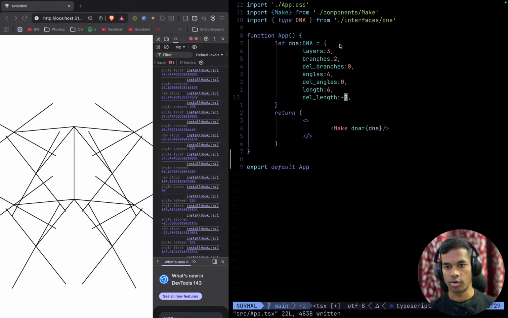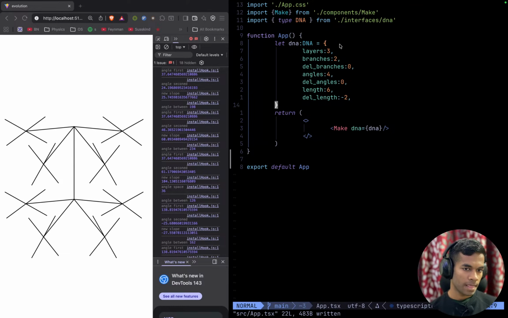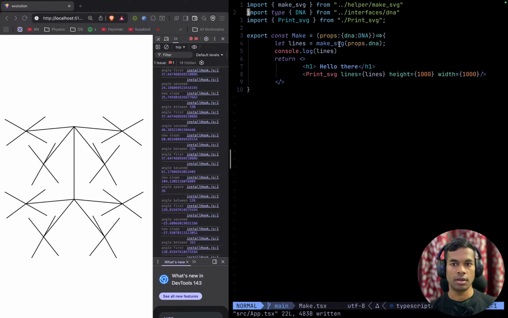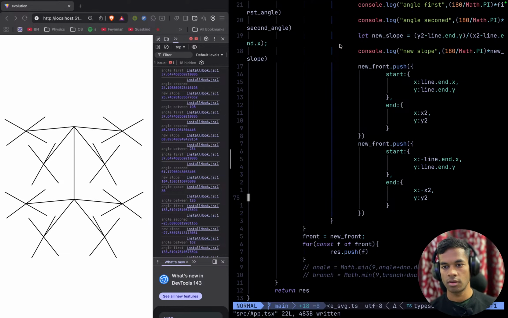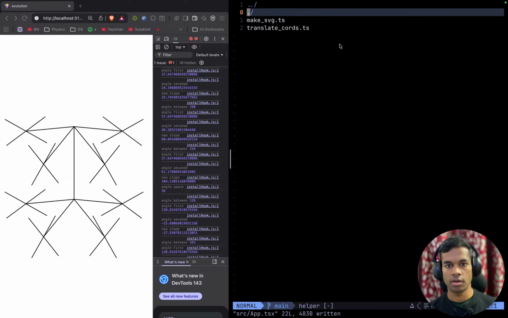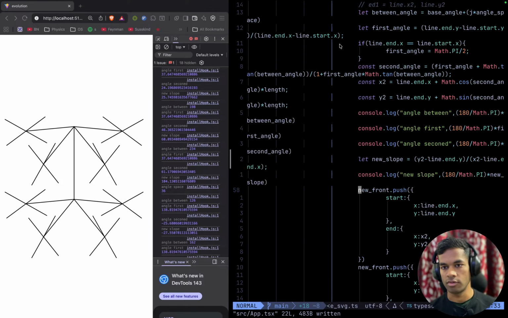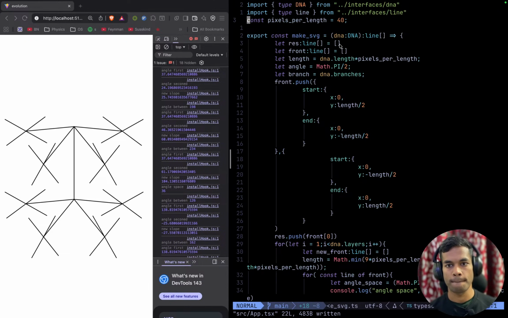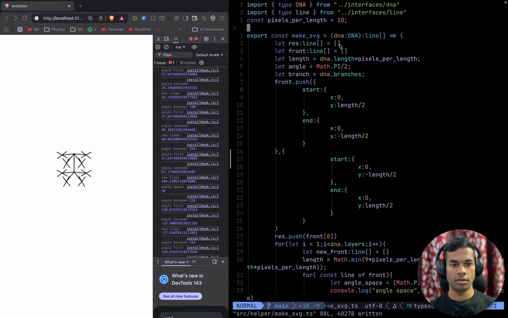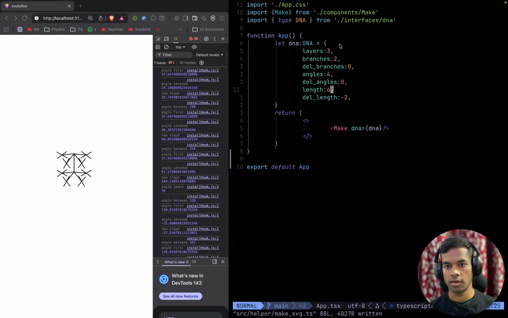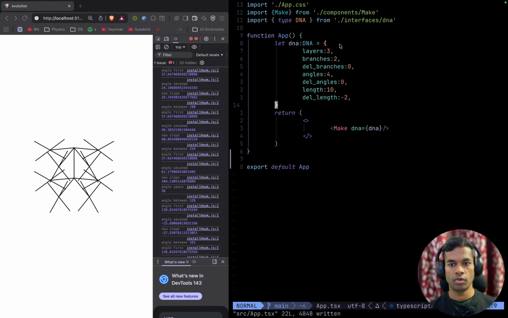The images are not very sophisticated. If that is symmetry, that is symmetry. Okay. Who is forming these images? Make SVG. Pixels per length. Yes. Let's make this 10. And here increase the length.